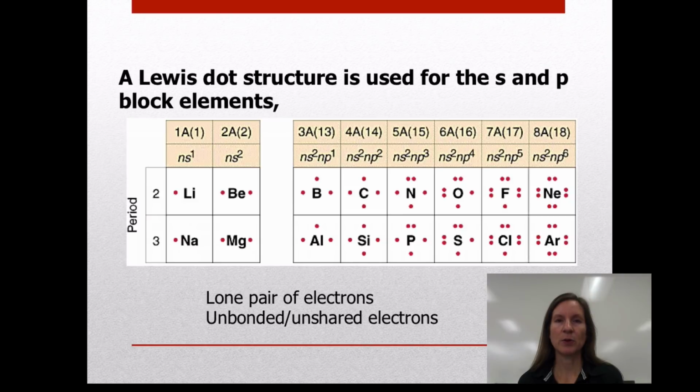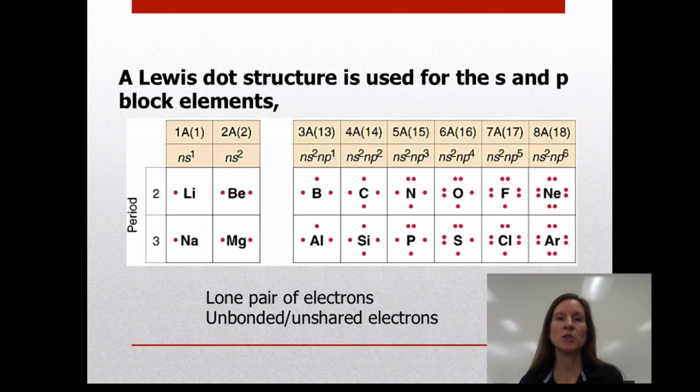So if you look at this table, what you can see here is what the Lewis dot structures look like for any given element in the S and the P block. So the first column has 1 electron in the S1 orbital. So the Lewis dot structure would be the element symbol with 1 dot. Second column now has 2 electrons in their S, so it has 2 dots.